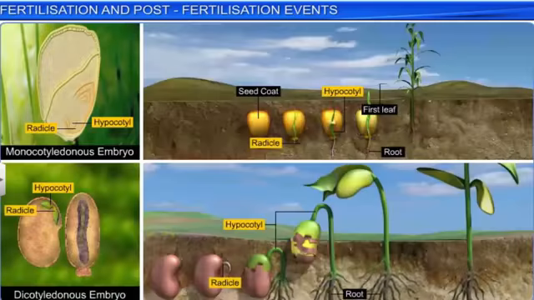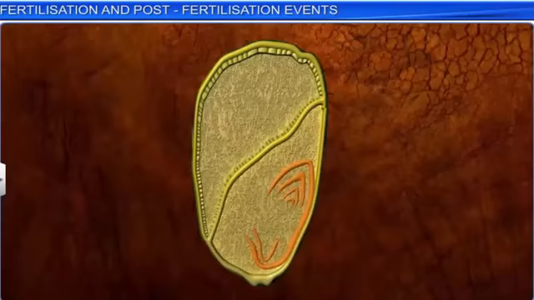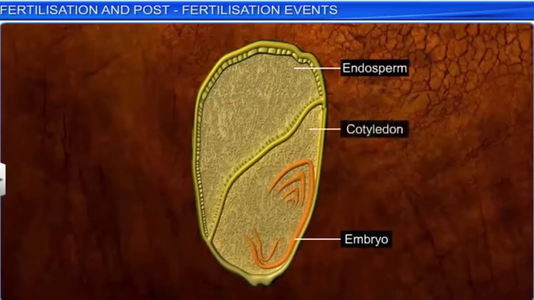Interestingly, the various parts of the embryo develop differently as the seed germinates. In this manner, the embryo as well as endosperm develops from the zygote and primary endosperm cell after fertilization has taken place in flowering plants.